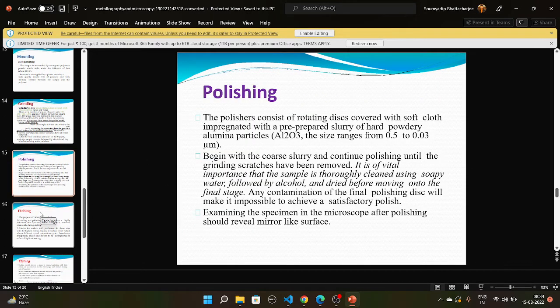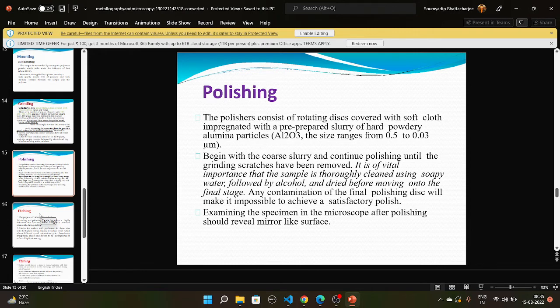Polishing. Here polishing will be there. You will see aluminum oxide particles, Al2O3 alumina. The alumina will be given in the form of slurry. Some blackish slurry will be there, and you will see some switch. You will start it, it will rotate, and you have to take the sample over it. This will give you a better polished specimen. Begin with coarse slurry and continue polishing until the grinding scratches have been removed. It is of vital importance that the sample is thoroughly cleaned using soapy water followed by alcohol.